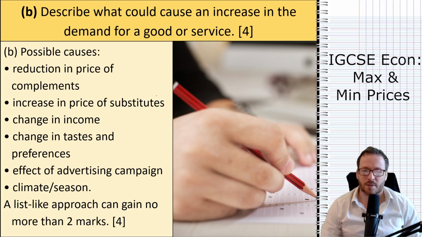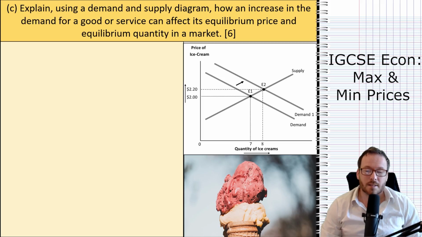Think about fads and how things change overnight. And of course, advertising. And you can see that the question was asking for you to describe. So there wasn't even any explanation required. You just pick 4 of these and get 4 marks. Pretty relaxed, right? Next exam question.